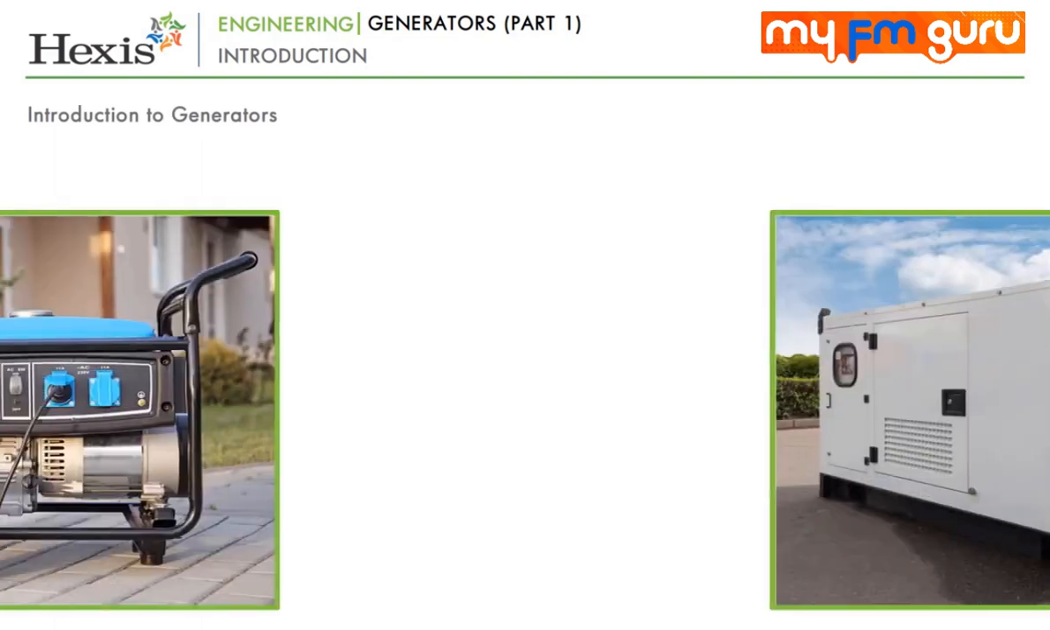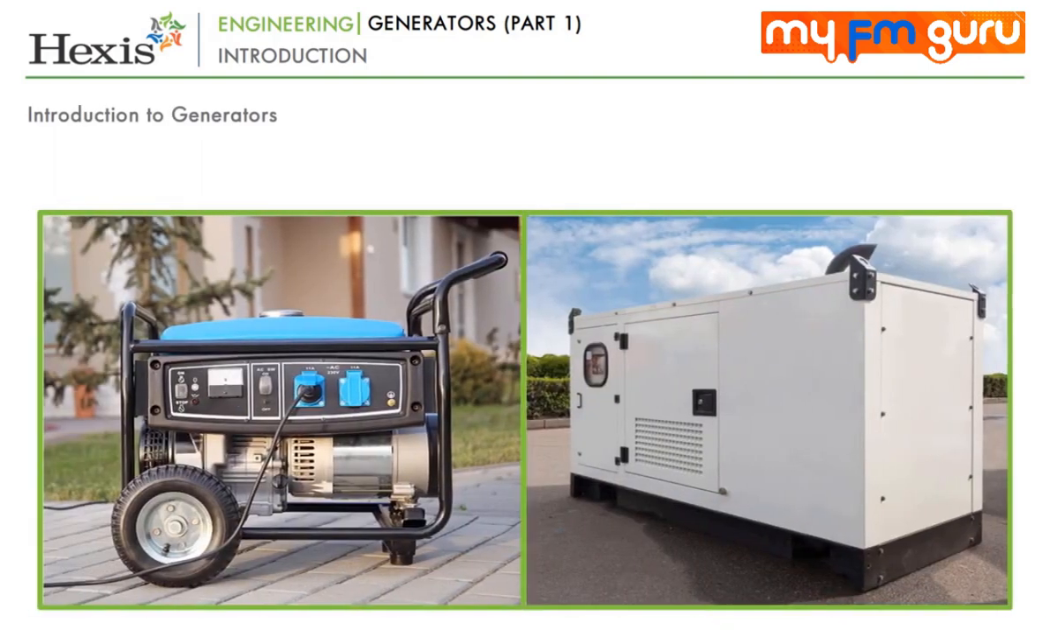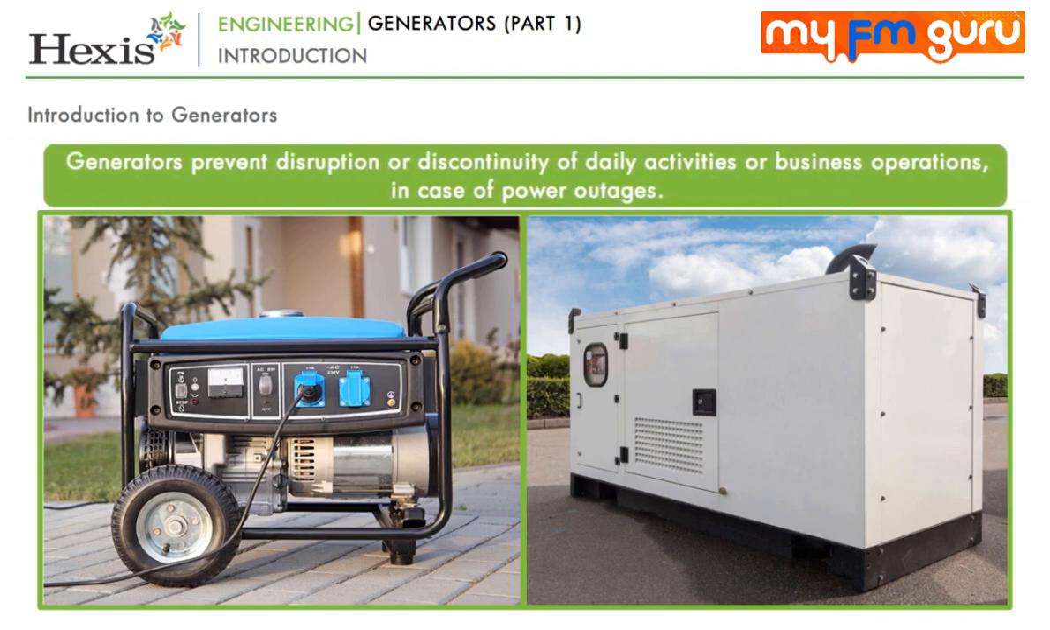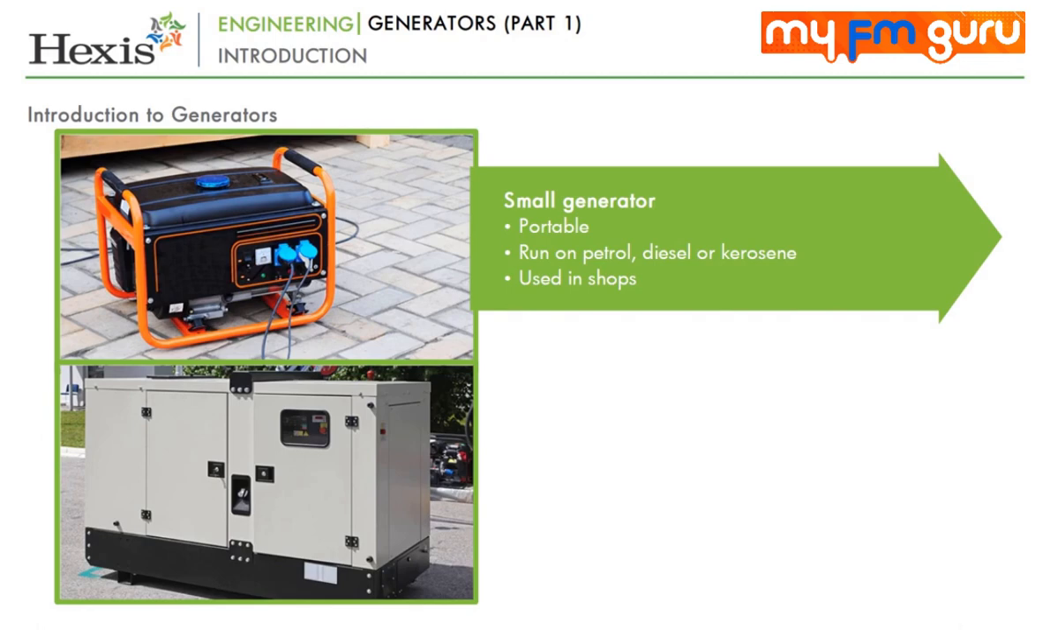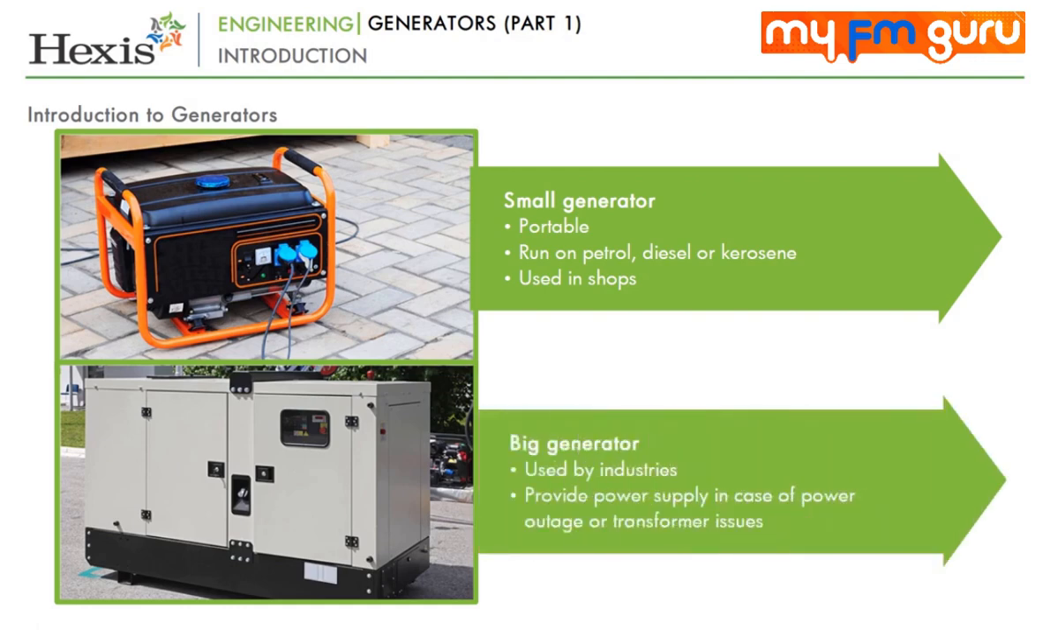All of us have used generators at some point in our lives, haven't we? Let us now learn a little more about generators and how they are useful to us. Generators are useful appliances that prevent disruption or discontinuity of daily activities or business operations in case of power outage. Generators come in various shapes and sizes. Small portable generators, which run on petrol, diesel, or kerosene, are commonly used in shops. Bigger generators are used by industries for continual power supply in case of outages or transformer issues.